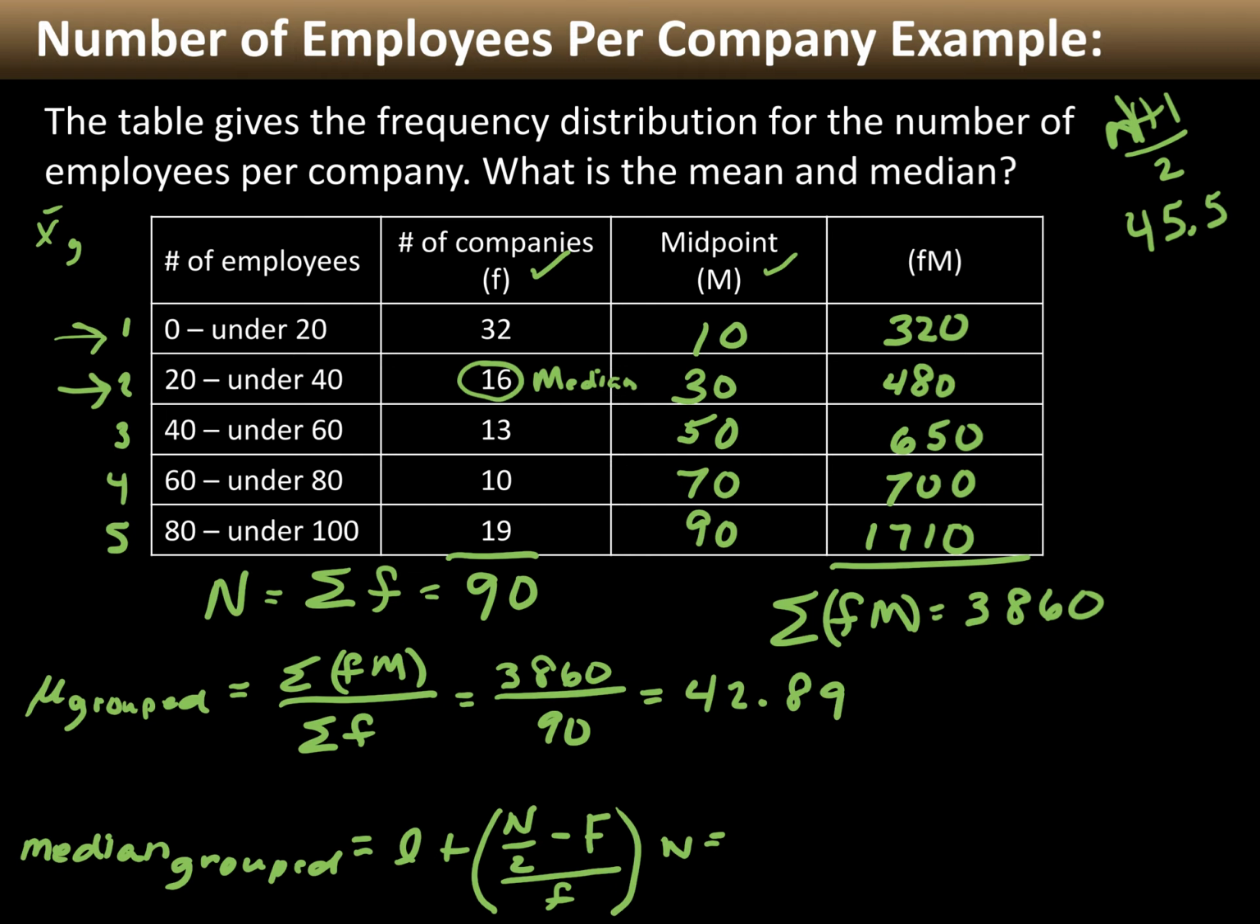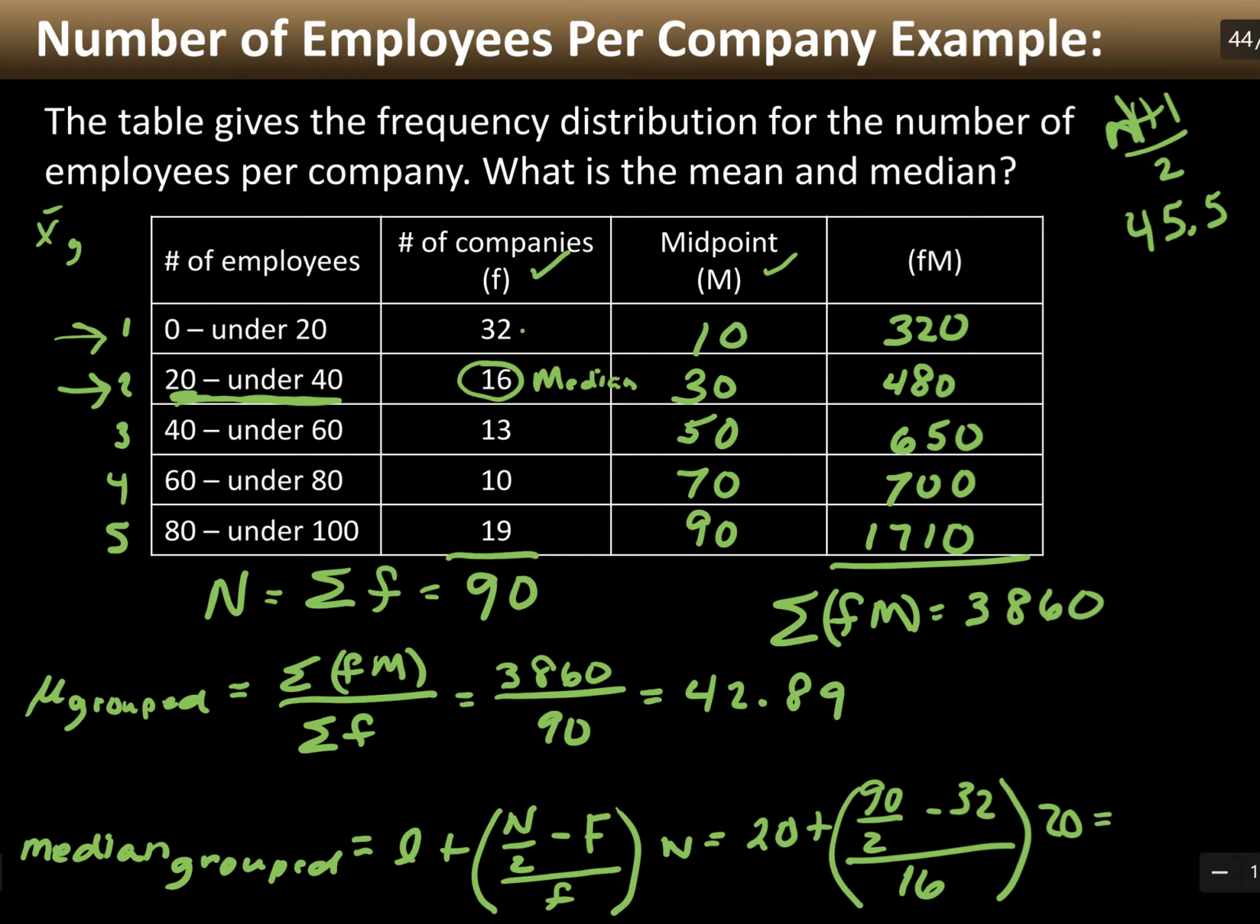So L is defined as the lower endpoint of the class containing the median. In this case, 20, right? That's the lower endpoint, 20. And N, capital N, is 90, right? Divide by 2. Subtract capital F, which is the cumulative frequency of the classes prior. There's only one class prior, and that is class 1, so that'll be 32. Divide by lowercase f, which is the frequency of the class containing the median, that's going to be 16, right? And then multiply that by the width. So W is the width of the class containing the median. That's going to be the width between 20 and 40. If you go from 20 to 40, that's going to be 20.